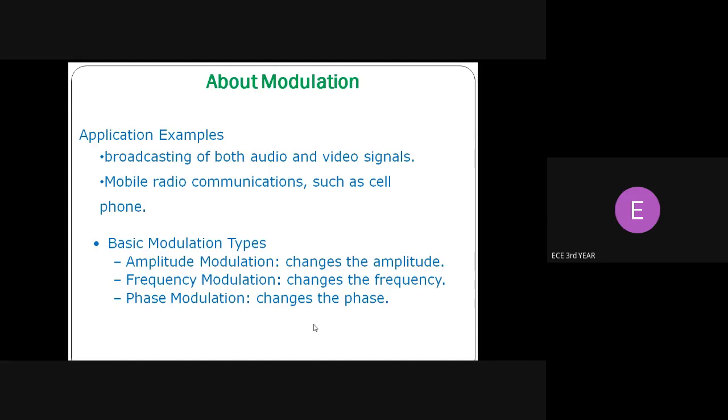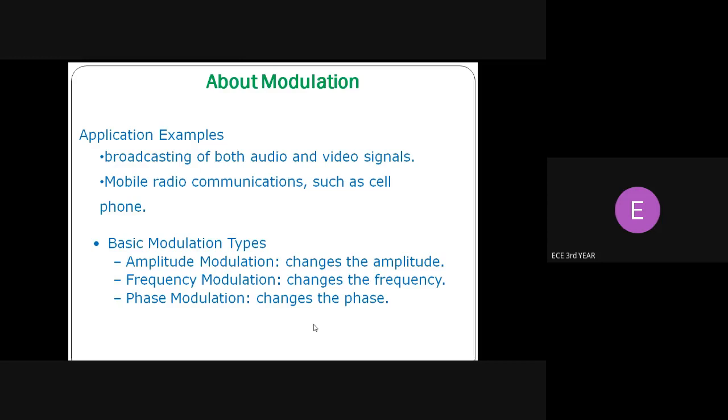And what are the types of modulation? Modulation is classified into three types: amplitude modulation, frequency modulation, and phase modulation.